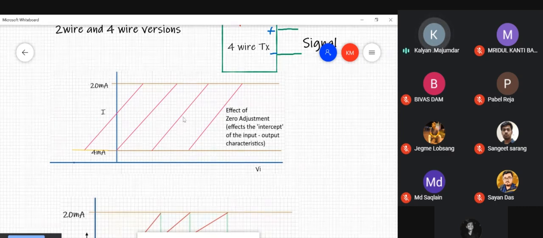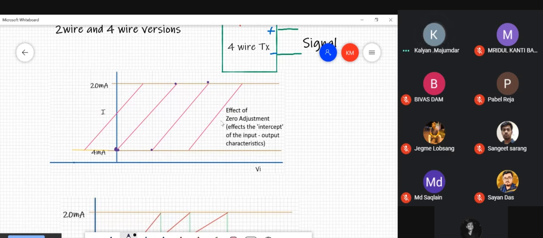Now these red lines represent different measurement ranges. For example, this is one measurement range, starts from this particular value of the input, that is when input is equal to 0, the output is 4 milliamperes. And when input is equal to this particular value, whatever this corresponds to, the output is equal to 20 milliamperes. This is a second measurement range. Here the 4 milliamperes corresponds to this value. This corresponds to 20 milliamperes.